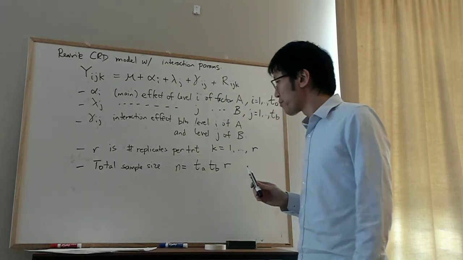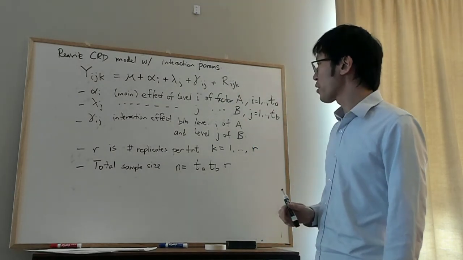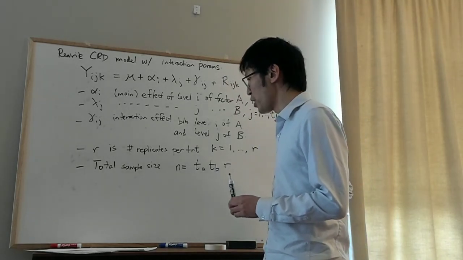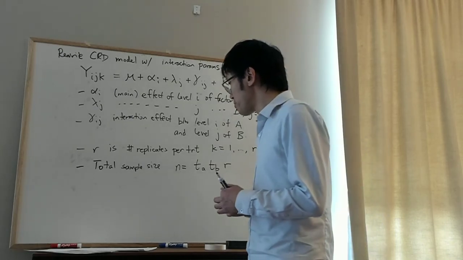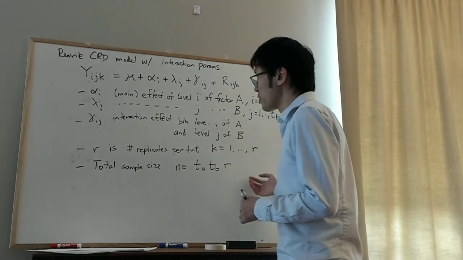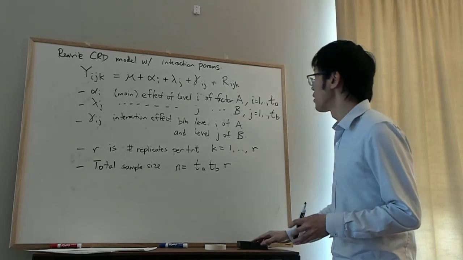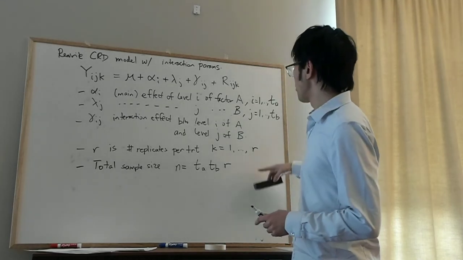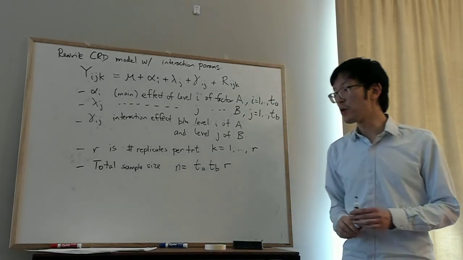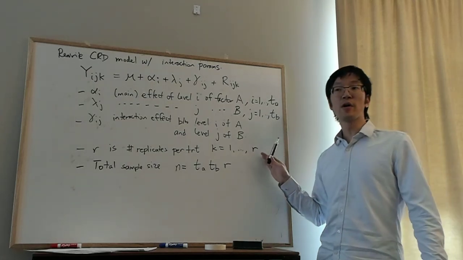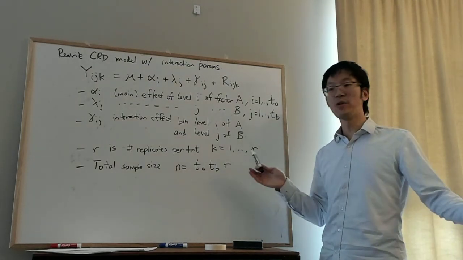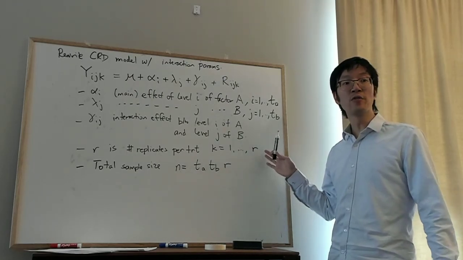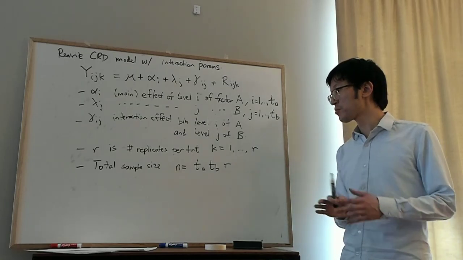Okay, so let's go back to the table. Let me just finish by writing down the table again. I do need the entire board, so I have to remove this so I can make room. What I'm going to do is take the table I had earlier, and now add what happens in this interaction model in terms of how the parameters are expressed.